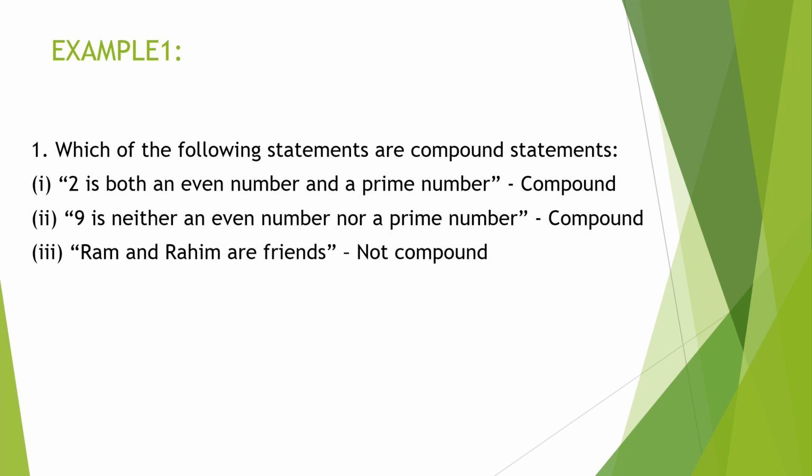Which of the following statements are compound statements? 2 is both an even number and a prime number. This is a compound statement. Which are the component statements? 2 is an even number, 2 is a prime number. 9 is neither an even number nor a prime number. It is compound, and the component statements are 9 is an even number, 9 is a prime number. Then you have the connectives with it. Ram and Rahim are friends. This is not a compound statement because you cannot break it down into component statements.